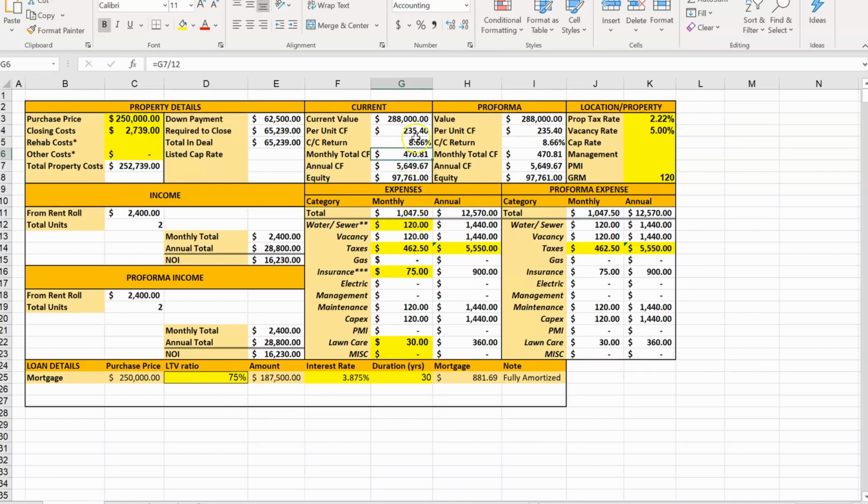And so what we can see here is that we're down to an 8.66%, $470 a month cash flow, and you might think, well, 8.66% is pretty terrible. However, that's not the case because we don't have $65,000 in the deal here. So we had an initial loan amount of $152,000, and now a 75 loan to value on the new appraised purchase price of $250 will put us at a $187 loan.